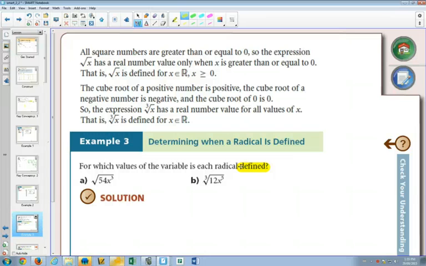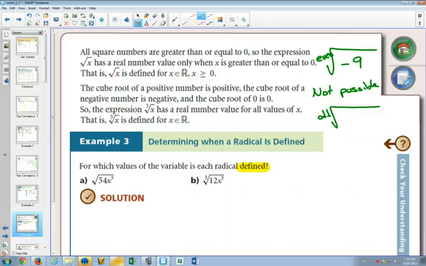Now, you already know that the square root of a negative number is not possible. It's true anytime you have an even root: square root, fourth root, sixth root. An even root of a negative number is not possible. However, an odd root of a negative number is possible. An odd root of a negative number will be negative.